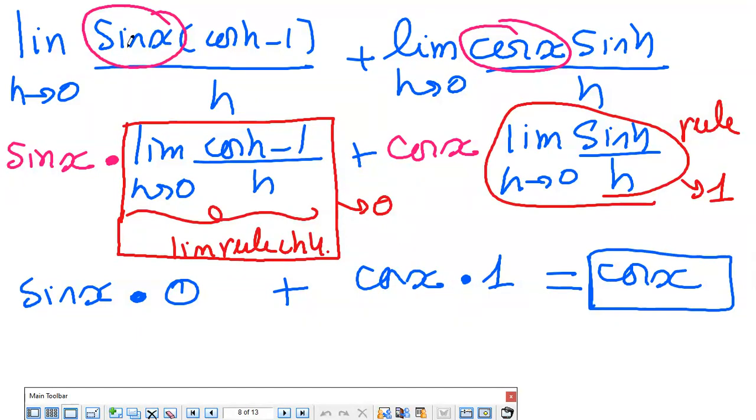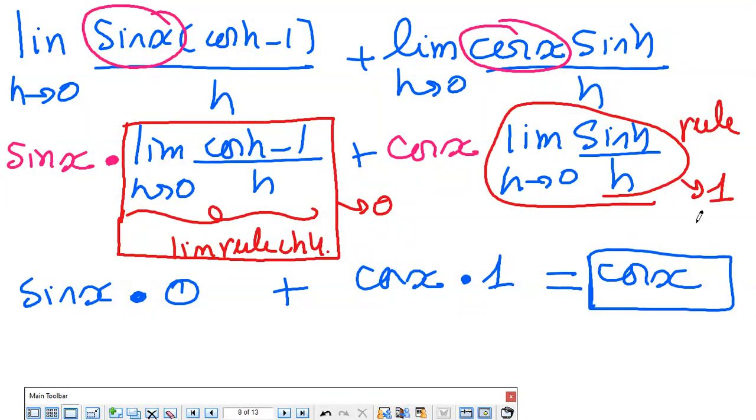So here sine x works as a constant. If I have a constant, I can put it before the limit. For example, the limit of 2x is the same as 2 times the limit of x. So I can write it here, sine x times the limit of cosine h minus 1 over h, plus exactly the same here. Cosine x works as a constant. So cosine x times the limit of sine h over h.